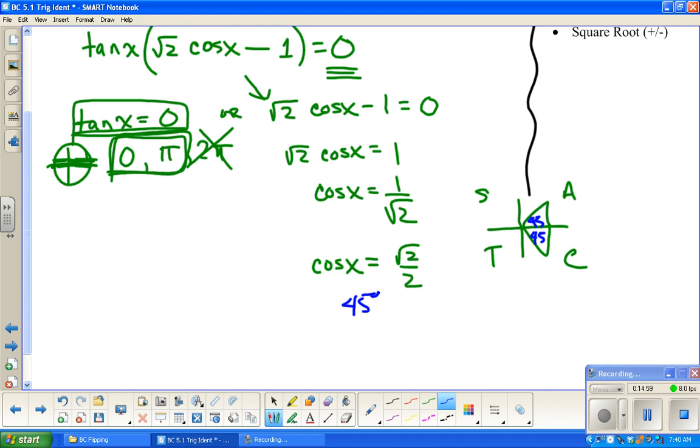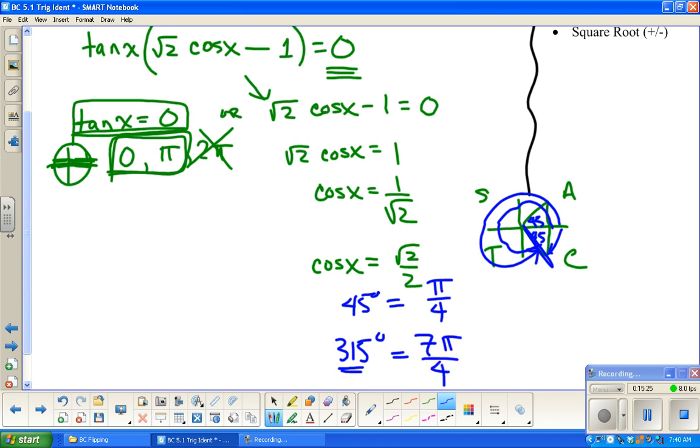So we're talking about 45, and then what do you do to get here? Well, if you go all the way around, that's 360, and then you got to back up 45. So this is 315. Well, that's pi over 4. And this is actually 7 45s. Now you can count them. You can just say 1, 2, 3, 4, 5, 6, 7 45s. So that's 7 pi over 4.